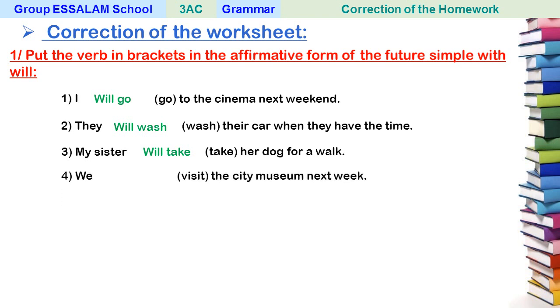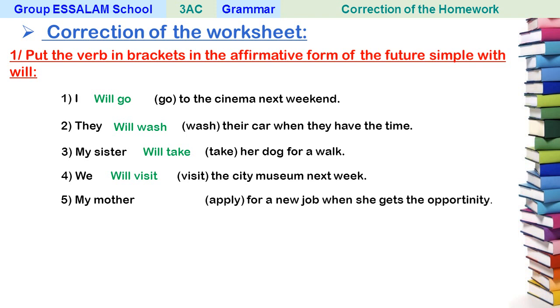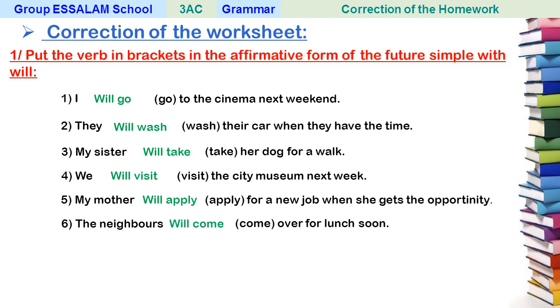Number 4. We visit the city museum next week. So we will visit the city museum next week. Number 5. My mother apply for a new job when she gets the opportunity. Opportunity, it means the chance. So my mother will apply. Number 6. The neighbors come over for lunch soon. The neighbors will come over for lunch soon.